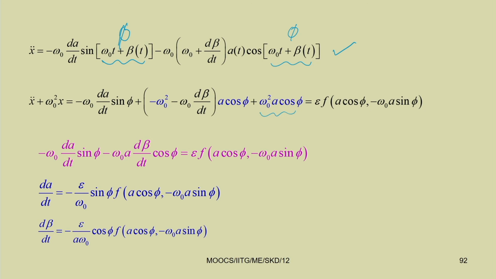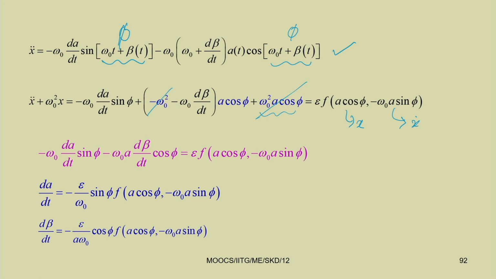for x we have to substitute a cos phi, and for x dot we have to substitute minus omega 0 a sin phi. So this is for x and this is for x dot. Now this equation reduces; you just see this minus omega 0 square a cos phi and this plus omega 0 square a cos phi, they cancel out.